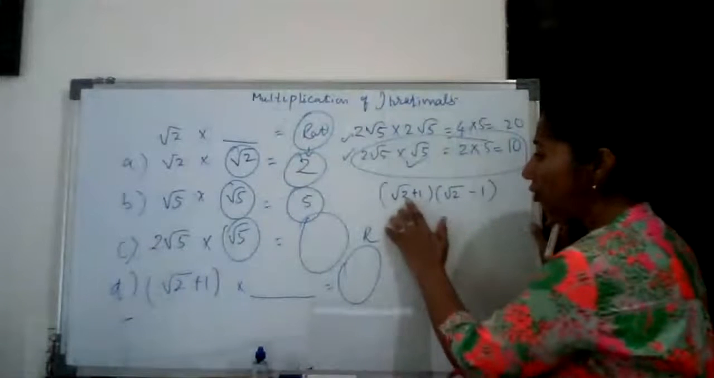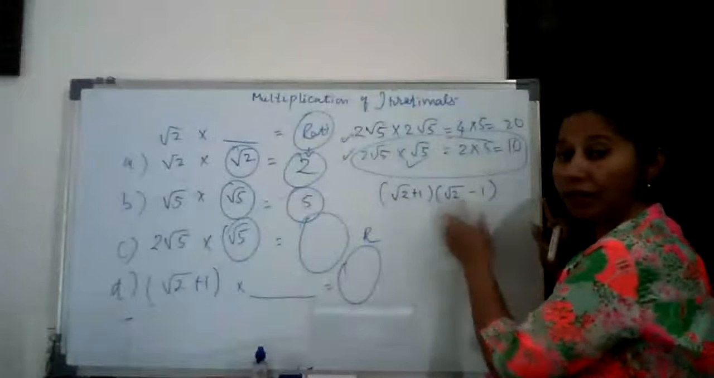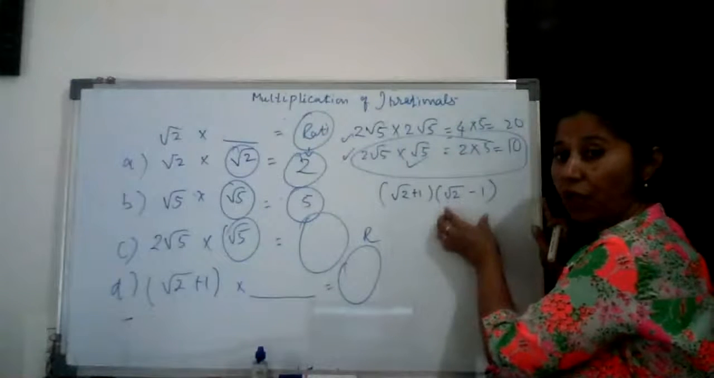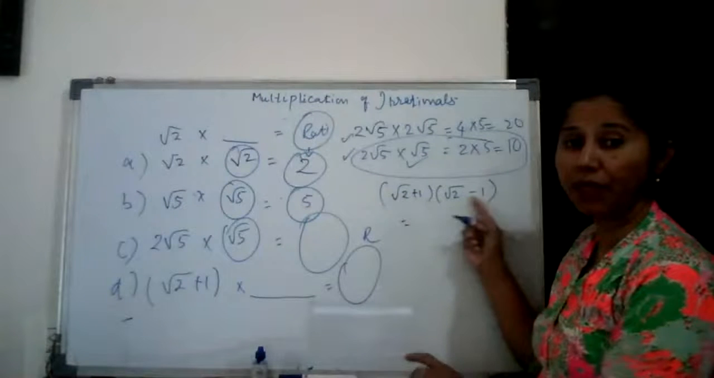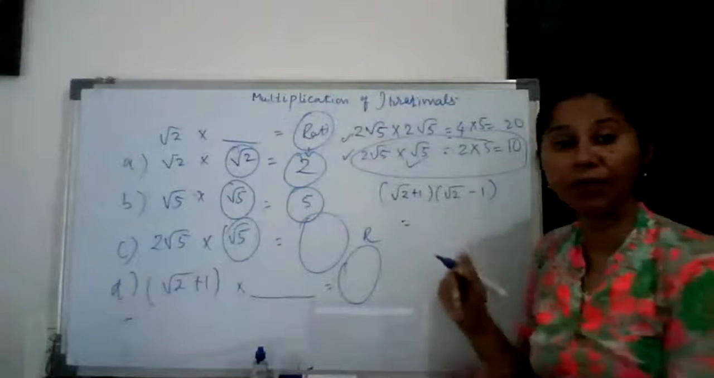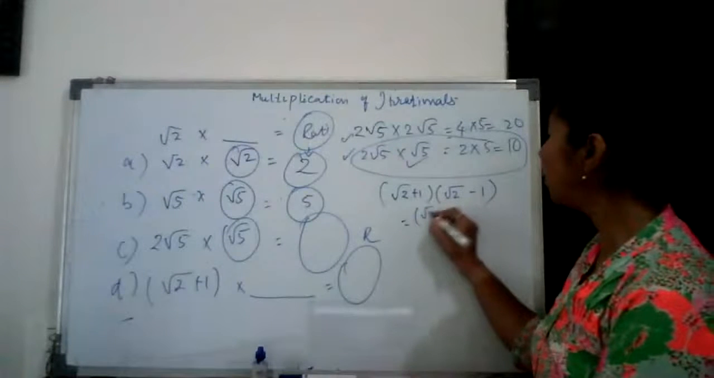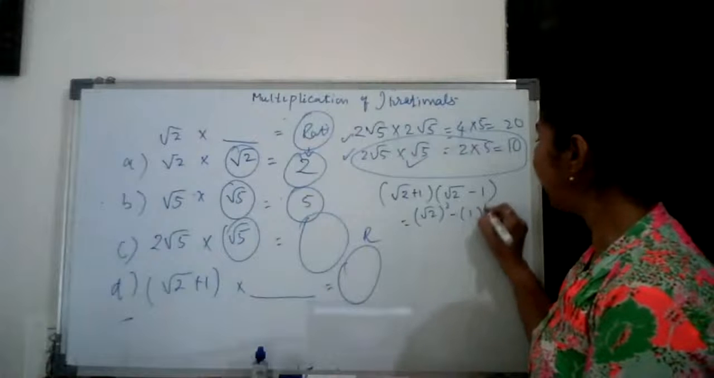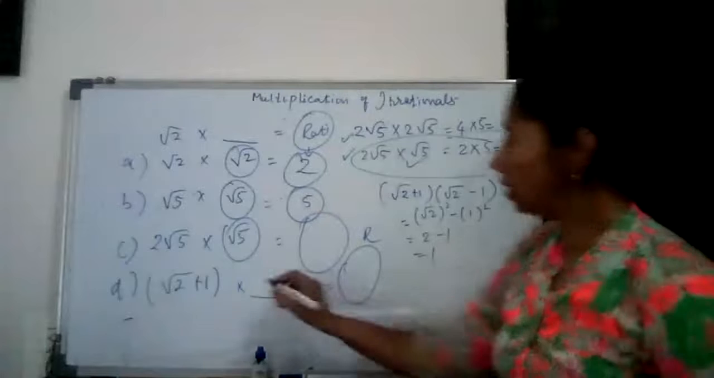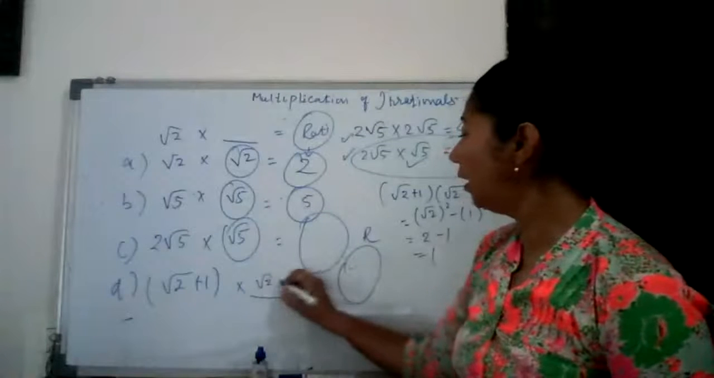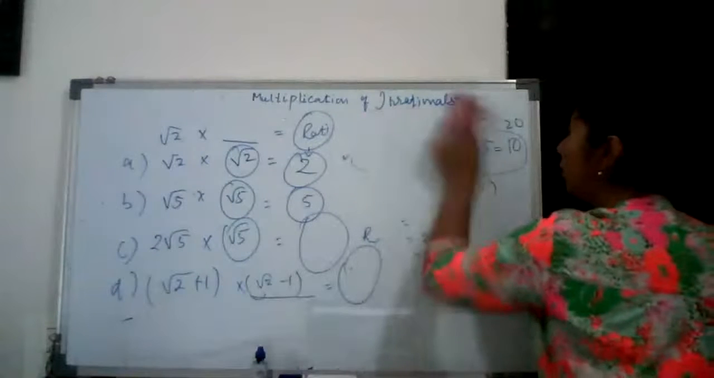Look at this. Something with a plus b, and you multiply the same term but with the opposite sign. That is root 2 plus 1, root 2 minus 1. So this is a plus b into a minus b form. And what you get from a plus b into a minus b form is a square minus b square. So it is root 2 square minus 1 square. So 2 minus 1, that is 1. That means to get a rational number here, I have to multiply with root 2 minus 1. Okay? Some more examples.